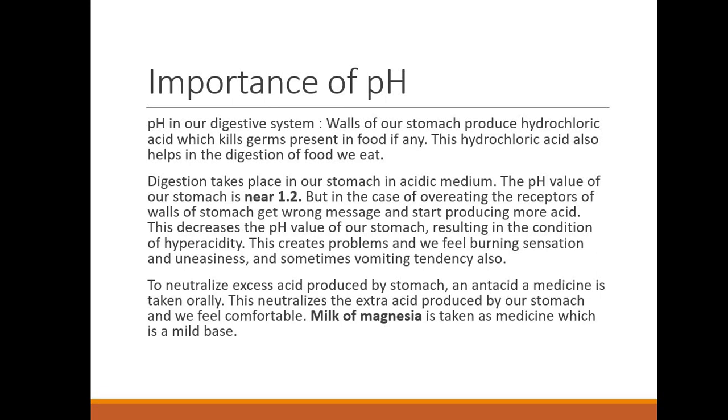Antacid is a medicine which creates base in our body and it neutralizes the excess amount of acid which is present in our stomach. So, to neutralize this acid which is produced by our stomach, the antacid milk of magnesia is taken as a medicine, which is a mild base.